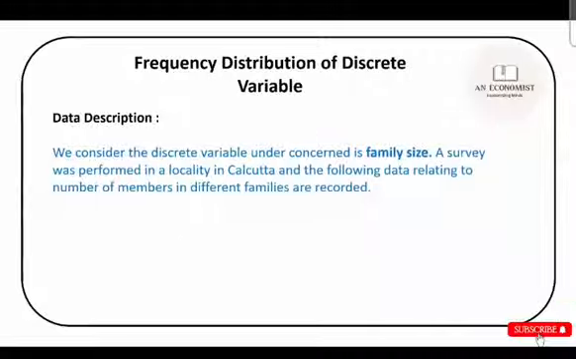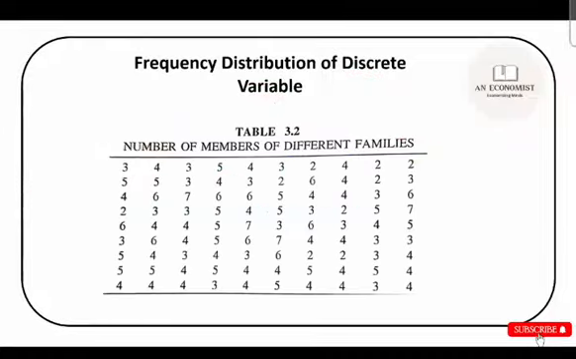Now what happens if you consider frequency distribution of a discrete variable? Again, take this data. Here the discrete variable under concern is the family size. A survey was performed in a locality in Calcutta and the following data relating to the number of members in different families are recorded. This is the data set that we are taking into account. If you are given this data set as a statistician, you will not be able to derive any insights from it. It is very messy in format, and just by looking at it, you can't infer anything.